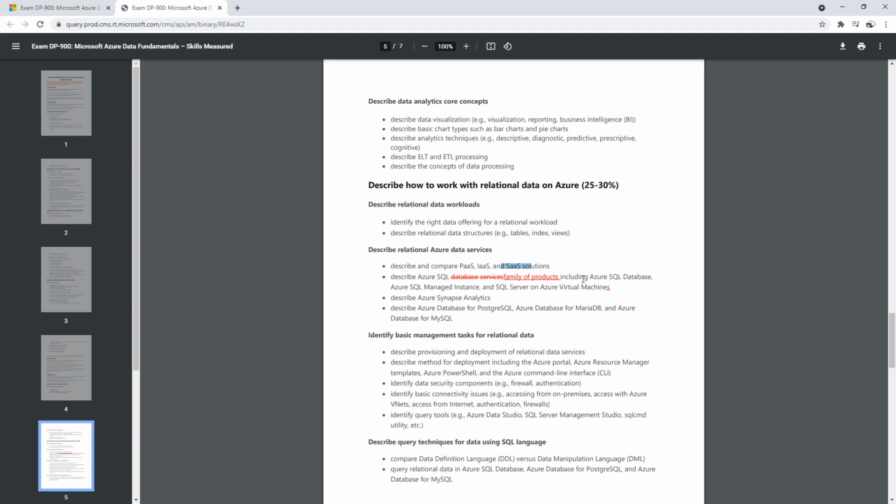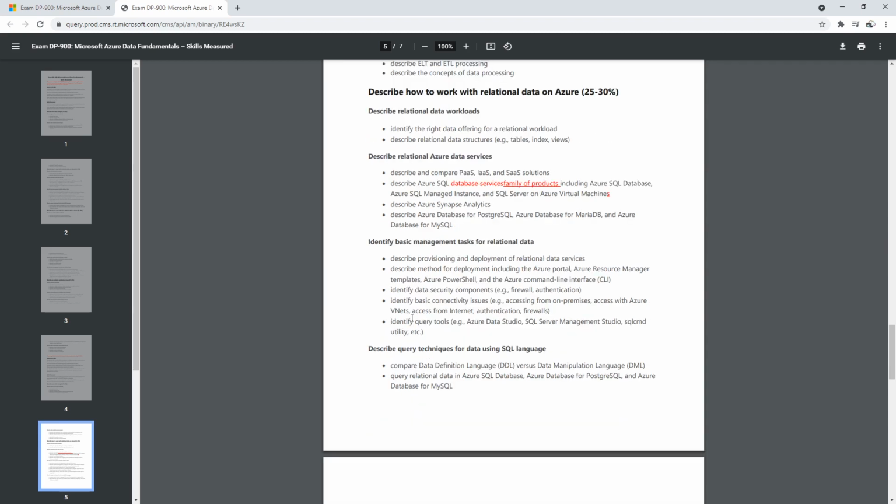So down below here, you have Azure SQL, and underneath it has a bunch of variants. So like SQL Database, SQL Managed Instance, and Virtual Machines, and these sit in the PaaS and IaaS, and you have to know that, okay? Describe Azure Synapse Analytics. Describe databases for Postgres, Maria, MySQL. That's the open source SQL databases.